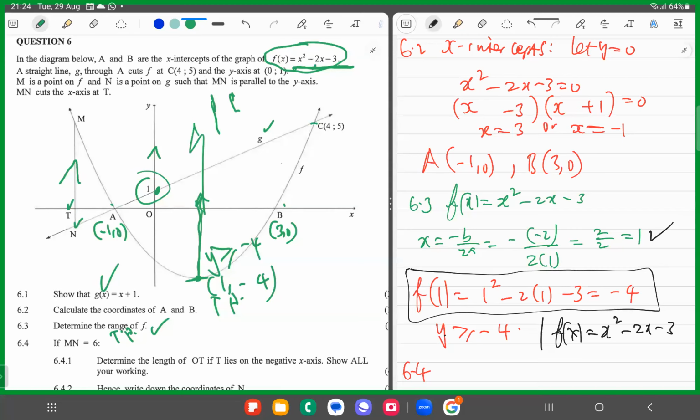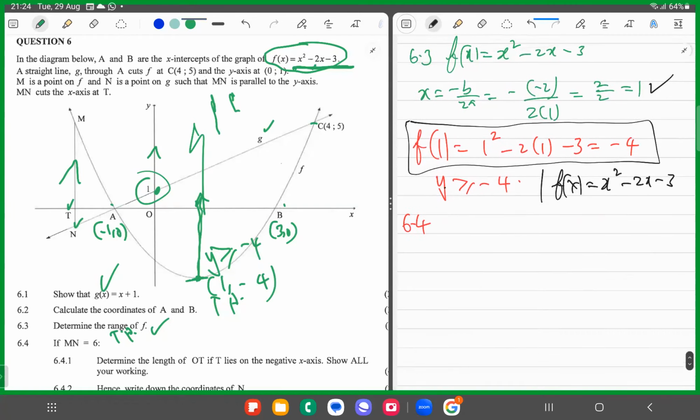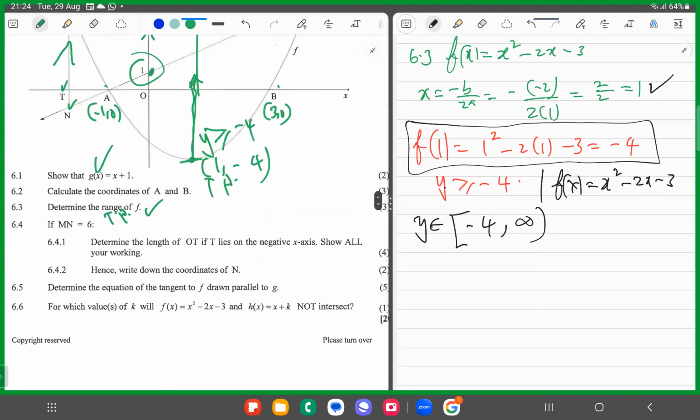How else do you state the range? You can also say y is an element of the interval from minus 4 to infinity. You say from minus 4 and then you go to infinity. Right, you put a round bracket like that. So it's another way of writing. Either you write the red one or the black one. They just agree with each other.